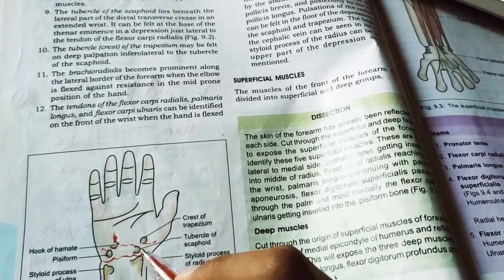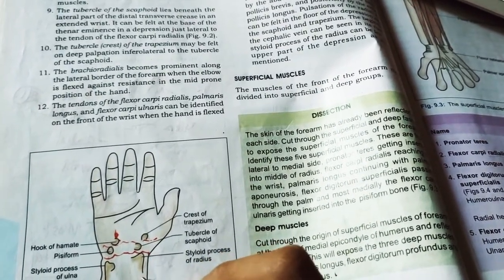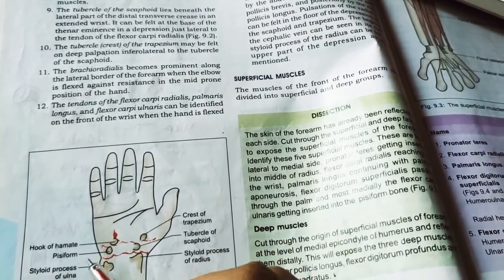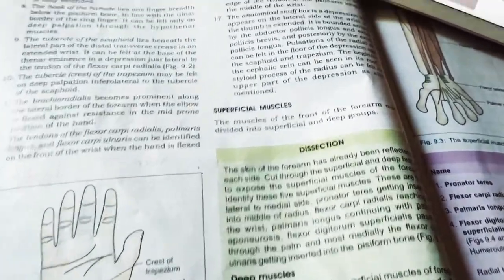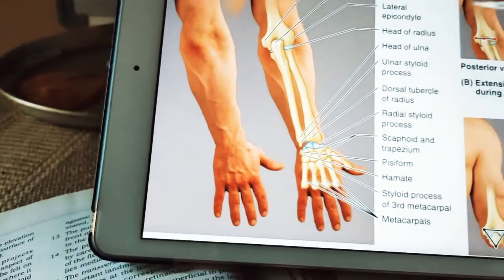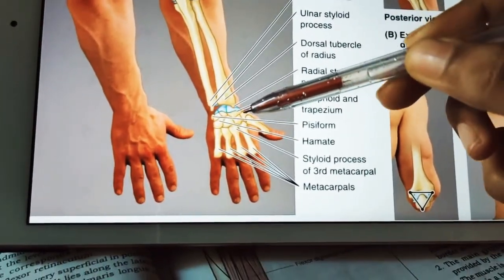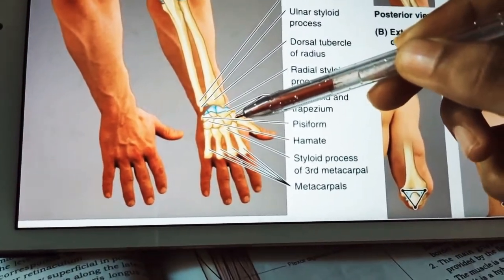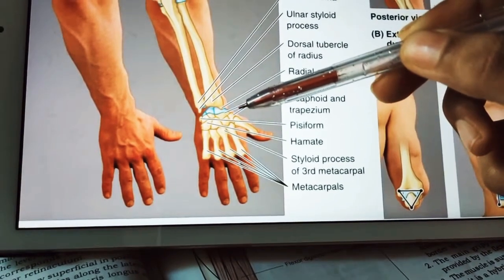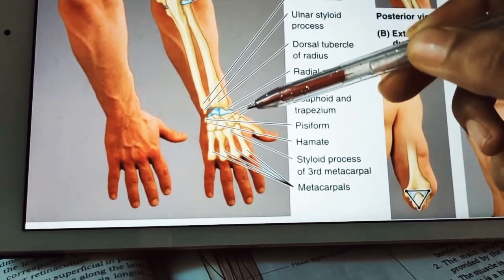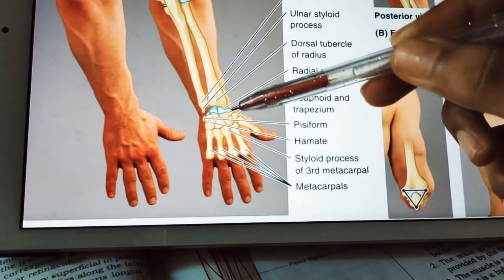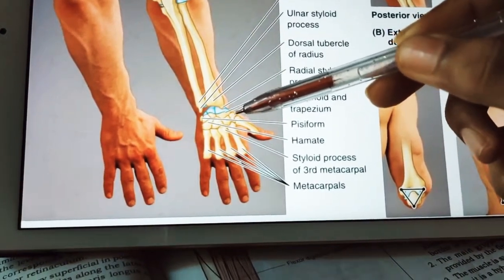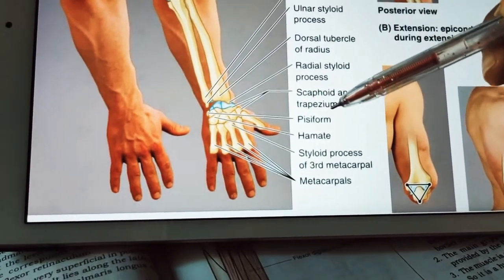Okay, next coming to the tubercle of trapezium. So where is the tubercle of trapezium? In this diagram, let us find out. You can see here the scaphoid and trapezium. The tubercle of trapezium may be felt on deep palpation, inferior and lateral to the tubercle of scaphoid. So inferolateral to the tubercle of scaphoid, you will find this trapezium.